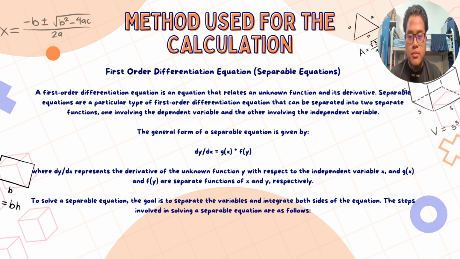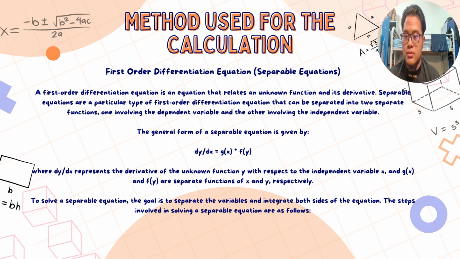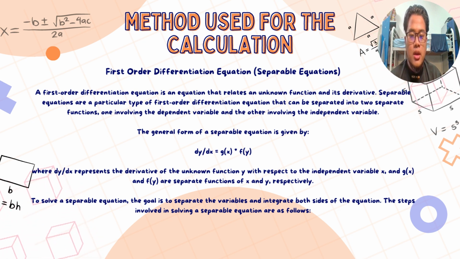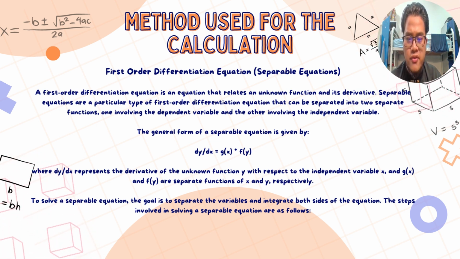The general form of a separable equation is given by dy per dx equal to g(x) darab dengan f(y), where dy/dx represents the derivative of the unknown function y with respect to the independent variable x, and g(x) and f(y) are separate functions of x and y respectively.